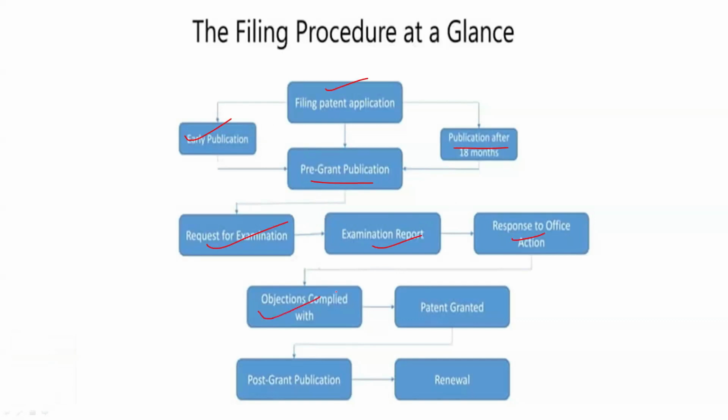If there are any objections, the FER, the first examination report as we call it, has to be filed, and then if they are satisfied, the patent is granted. Otherwise, the next FER comes. Then there is a post-grant publication and then the renewal part. So this is the entire process. I'm quickly going through it.